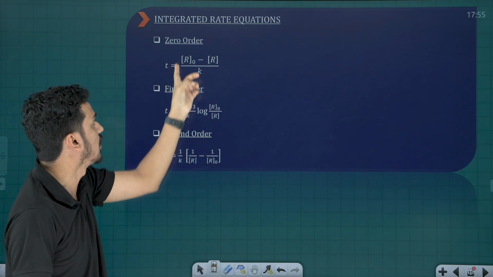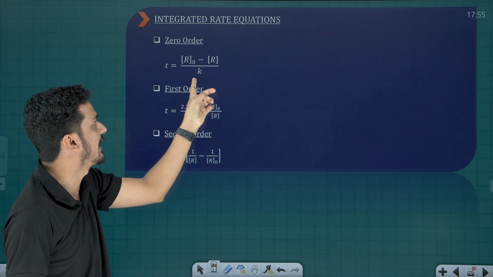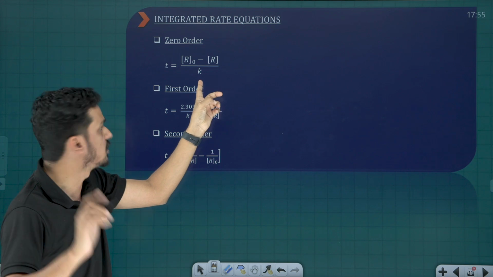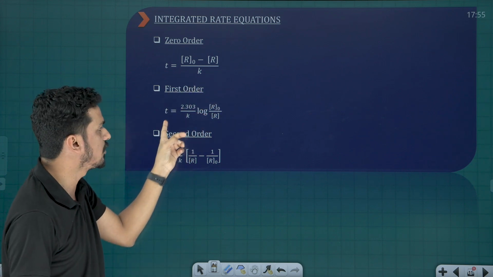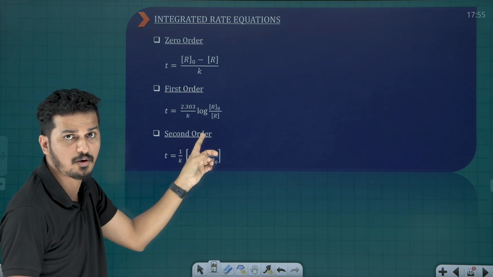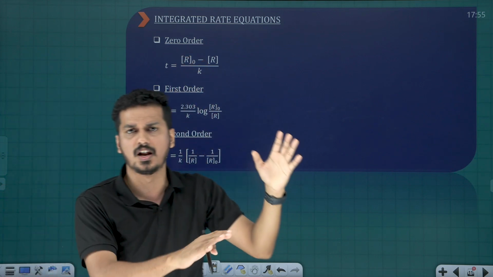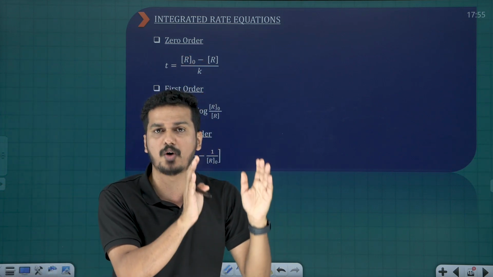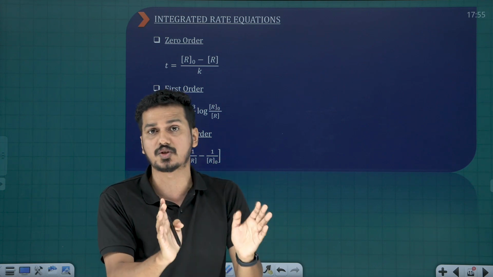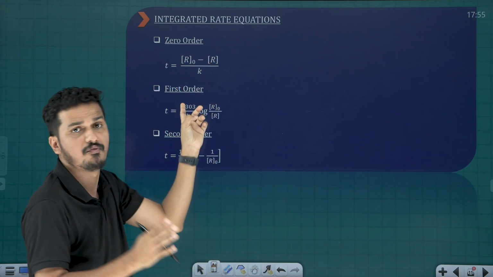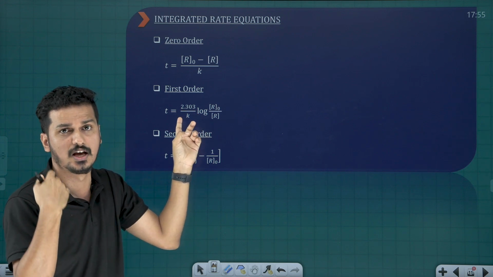T for zero order equals R0 minus R by K. R0 is the initial concentration, R is the final concentration, K is the rate constant, and for first order T equals 2.303 by K log R0 by R. Example also you have to remember: in the case of zero order reaction, all gaseous decomposition over a solid metal surface belongs to what kind of reaction? Zero order reaction. First order reaction, N2O5 decomposition you learned.